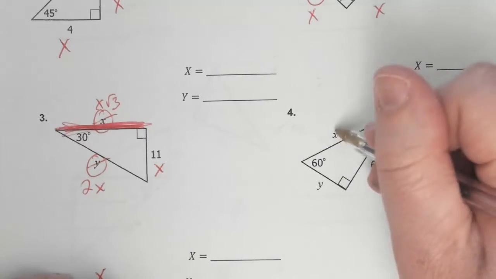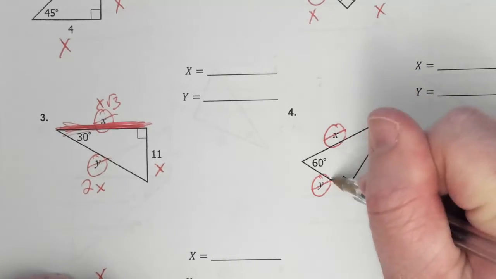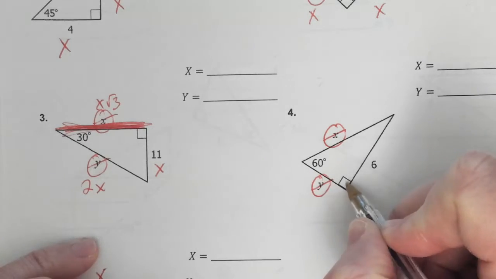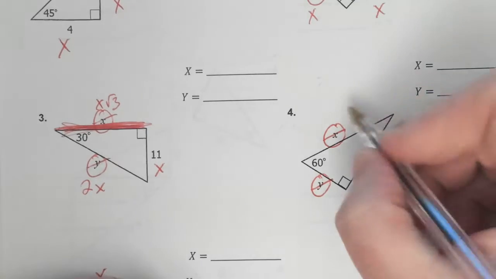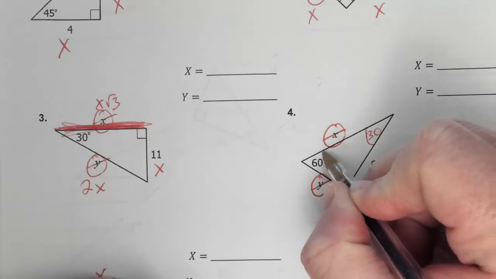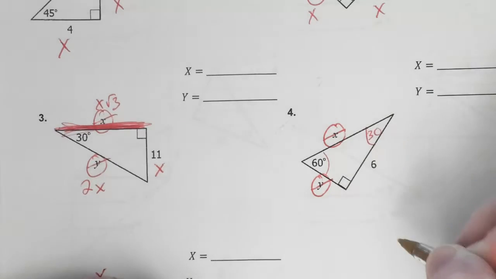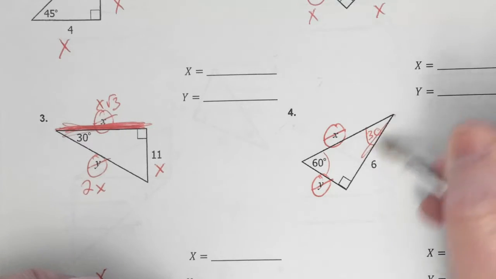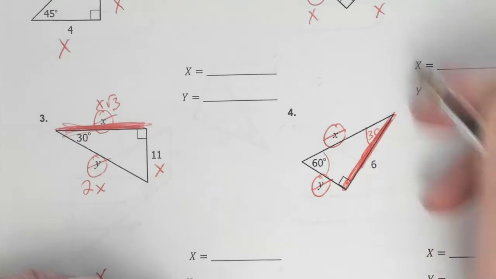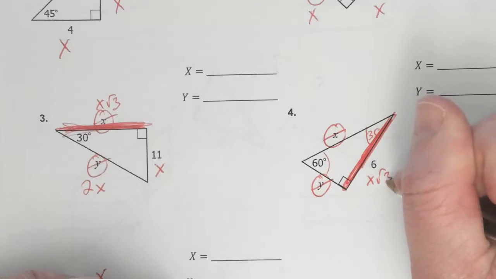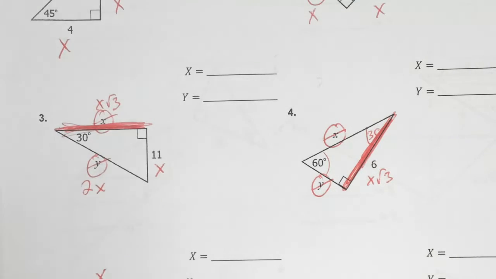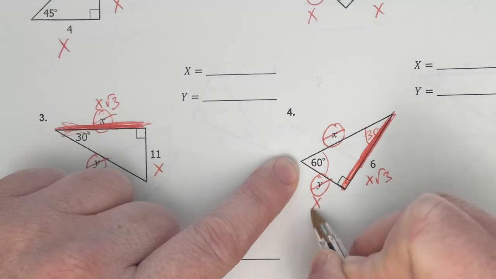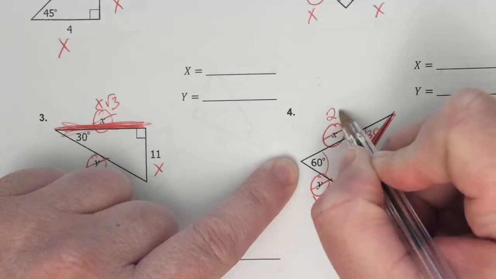All right, number 4. Let's ignore our variables. Step 2, label. There's 60, there's 90. Where's the 30? There's the 30 right here. 30 would have to be here to complete the 180 degrees. The fold is between the 30 and 90. So here's the fold. So that is x radical 3. The other two sides are x and 2x. So the short side is x. The long side is 2x.